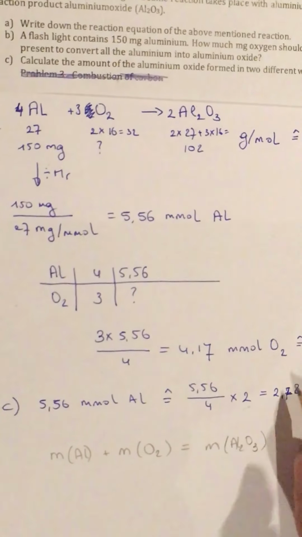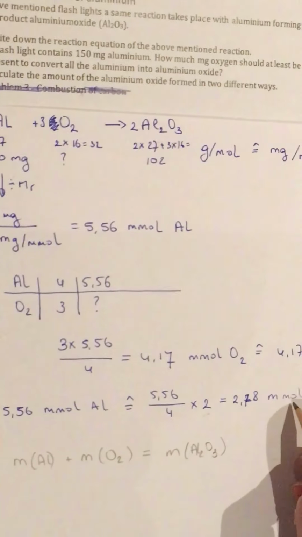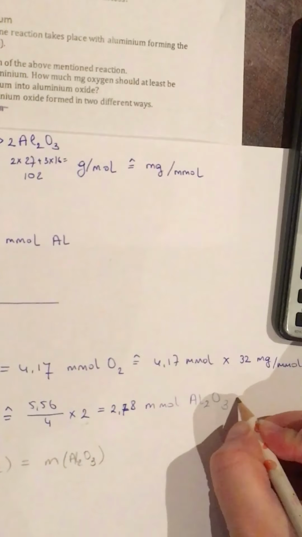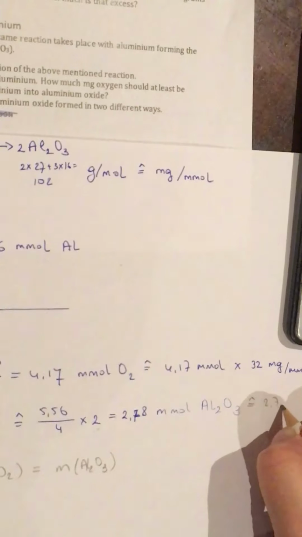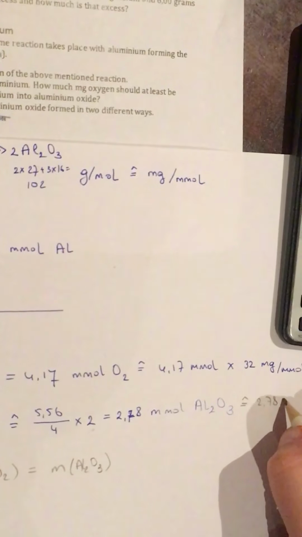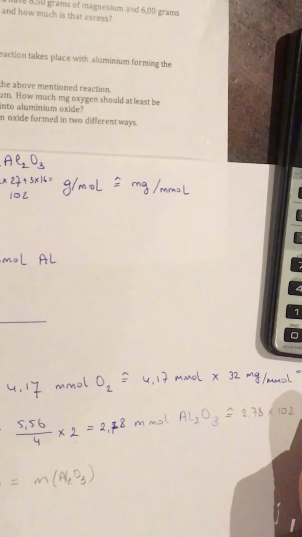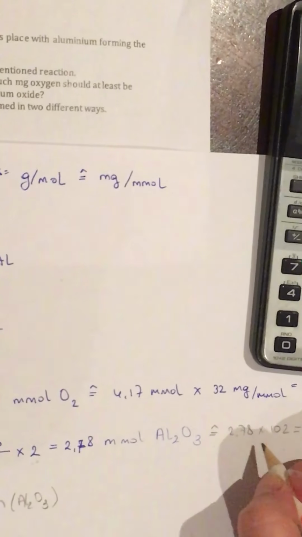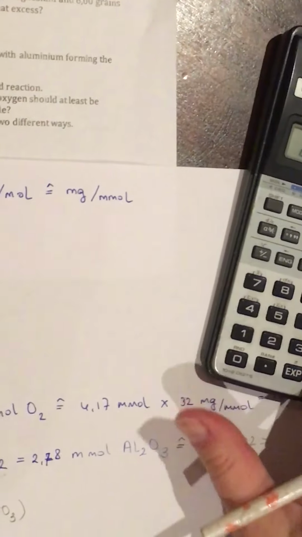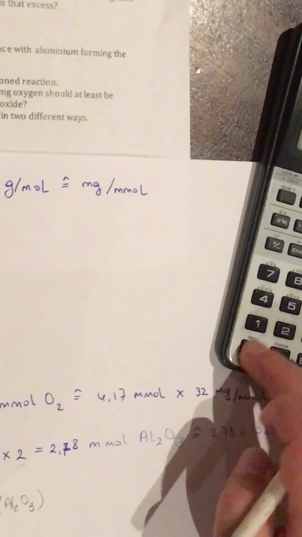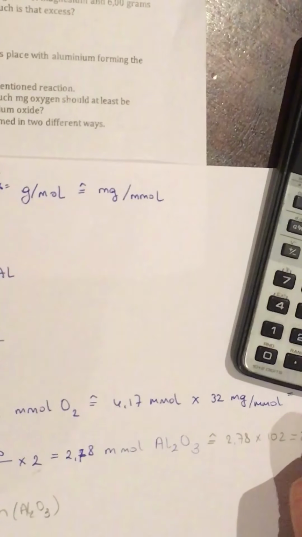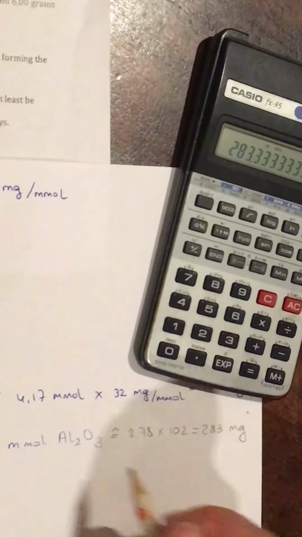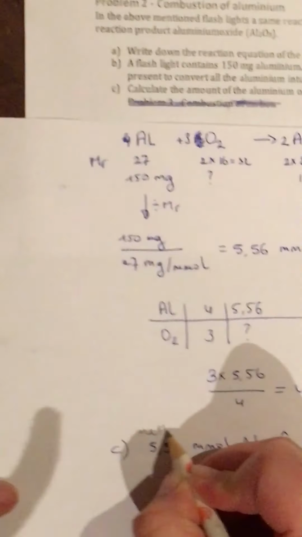Now I see that because my pen was ending, I didn't calculate the mass here, so I'm quickly going to do that. The 2.78 millimoles of aluminium oxide, we want to know how many milligrams that is, so we multiply by the MR value and we find 2.78 millimoles times 102, we find 283 milligrams.